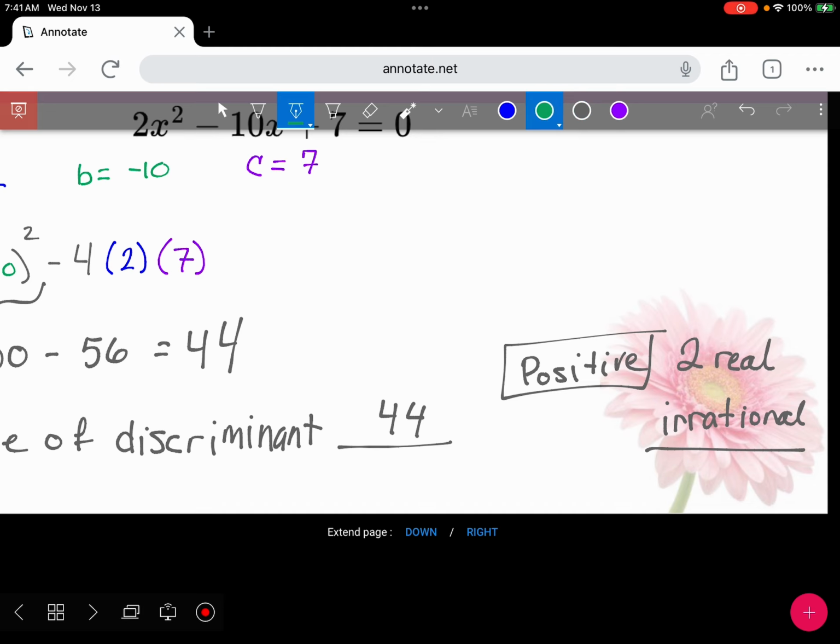The number of roots we have is 2 real roots, because we were asked what kind and how many. So 2 real is our how many. Irrational is our what kind. So 2 real irrational roots is our answer here. At this point, we don't have the information to actually get to the roots. We'll do that tomorrow. We're just breaking this into pieces, because the formula is obnoxiously long. But we give it to you. You don't have to memorize it.